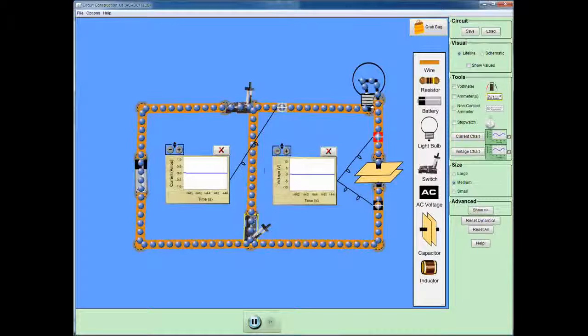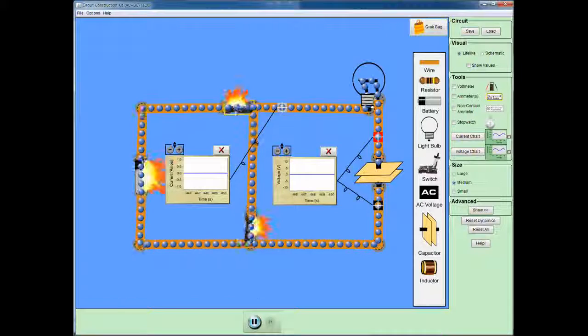And just for fun, let's try something like this. If we close this circuit and then close this switch too, oh, okay. Don't do that in a real experiment.